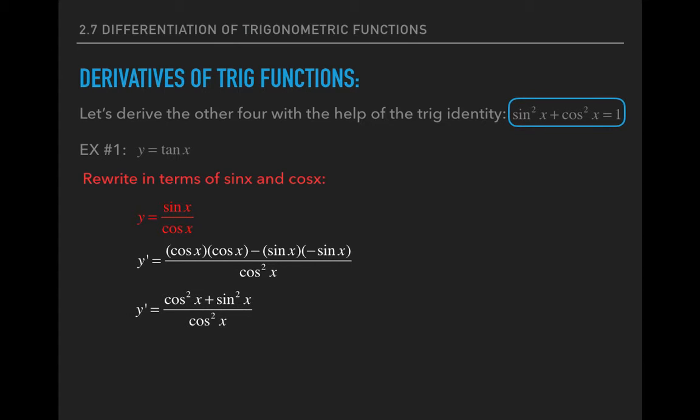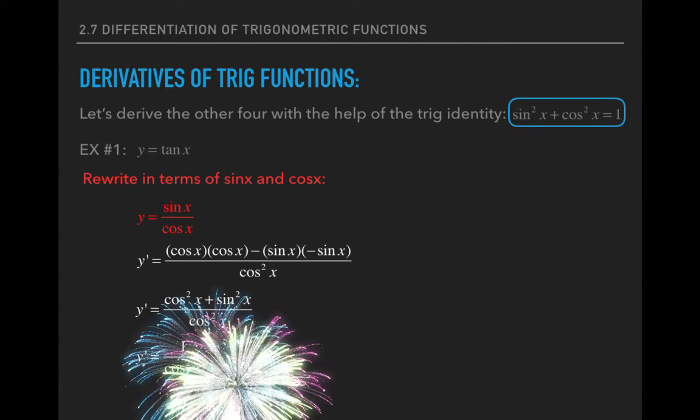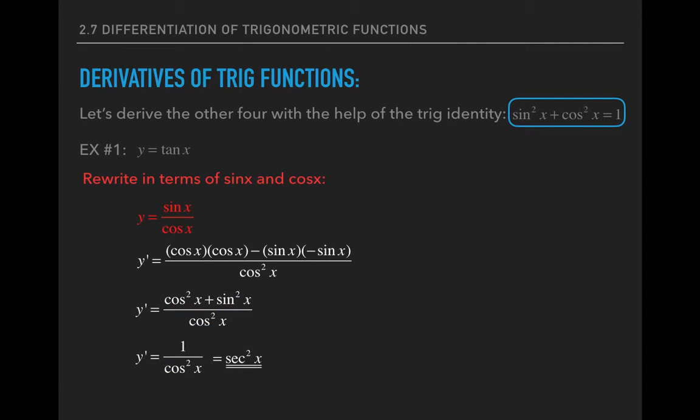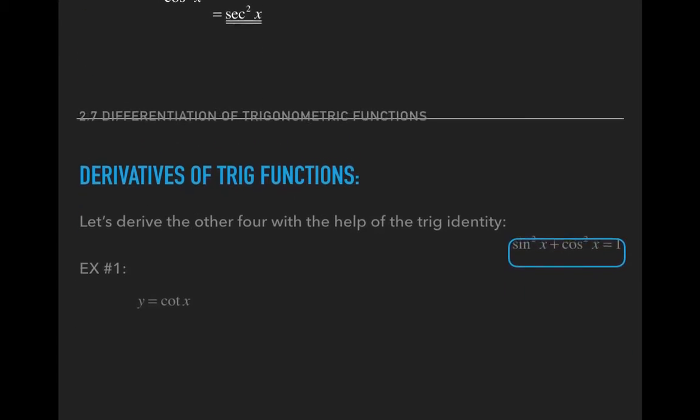This, when you multiply cosine and cosine, will give you a cosine squared, and when you multiply the negative sign and the negative sign, it'll be a positive sine squared all over cosine squared, and that numerator is our trig identity. So we could rewrite that as just 1 over cosine squared of x. And if you take the reciprocal, that would just be secant squared. So the derivative of tangent is secant squared. All right, that's the first one. We have a few more.